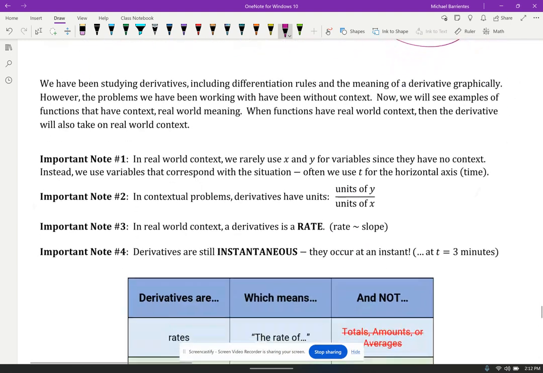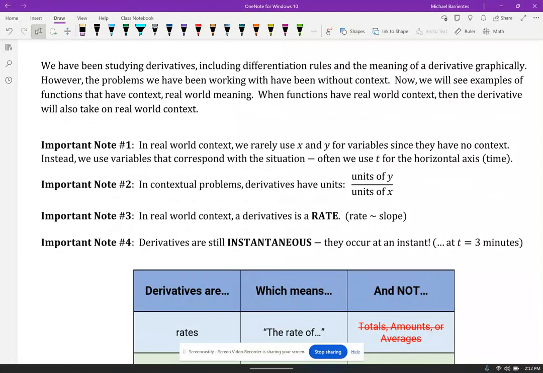But we're going to start to now look at derivatives with some context. So we're going to start to see derivatives now in what you would call a word problem, right? So a couple of things to remember. We usually use different variables depending on whatever they're talking about, right? So we don't always use x and y. We might use v for velocity. We might use capital A for the amount of whatever. We might use V for volume. We might use t for time.